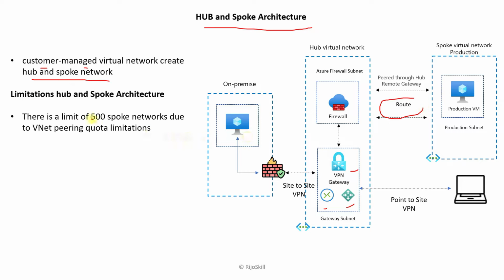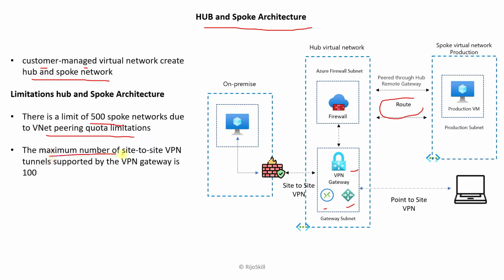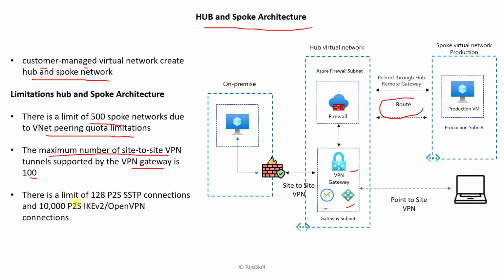So what is the limitation? It only supports 500 spoke networks due to the VNet peering quota limitations, and the maximum number of site-to-site VPN tunnels supported in the VPN gateway is only 100, and there are also limitations of 1,000 site connections and 10,000 for the IKEv1 and OpenVPN connections. So these types of limitations are present in the hub and spoke architecture. So how can we overcome this limitation? Azure implemented Virtual WAN connections. So we will go to the Virtual WAN connections.